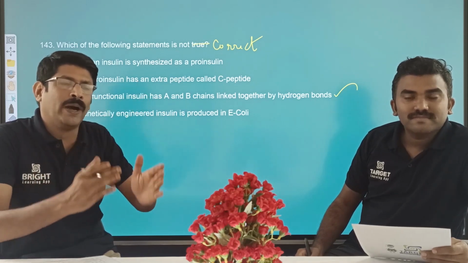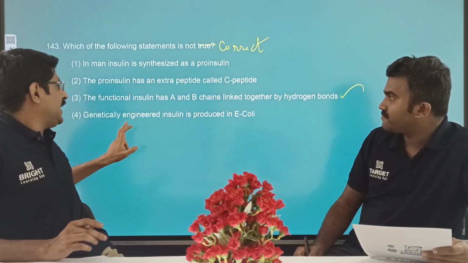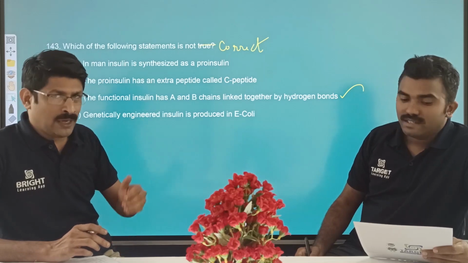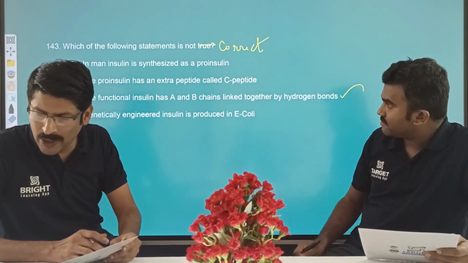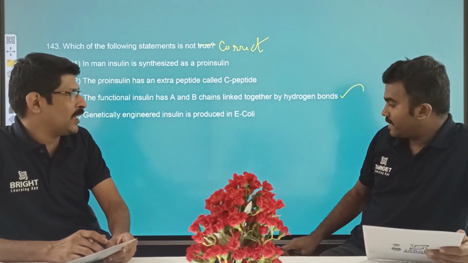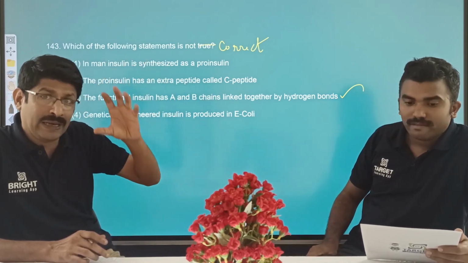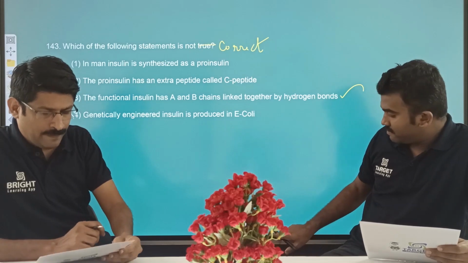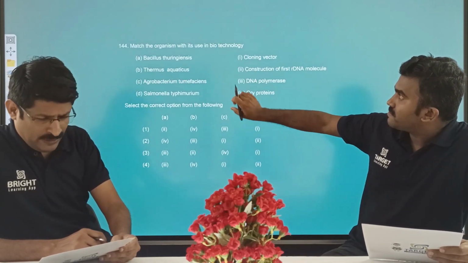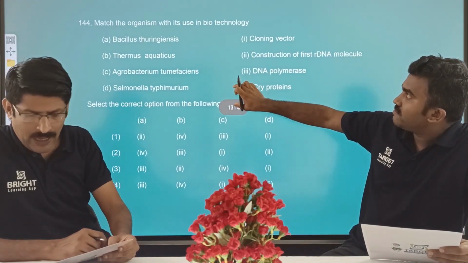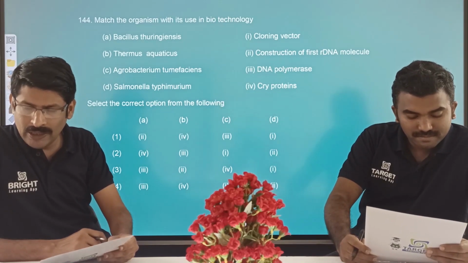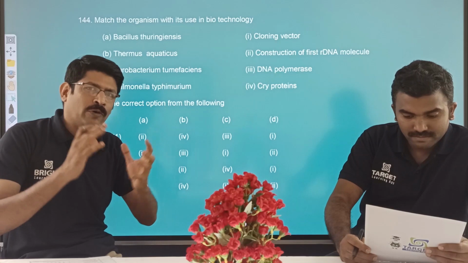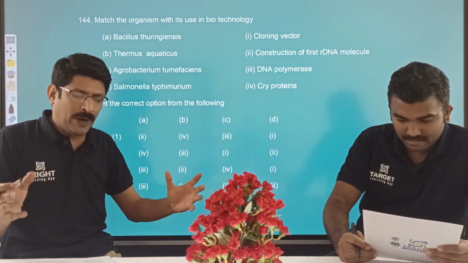The two strands are joined by the disulfide bond. And genetically engineered insulin was produced by Eli Lilly, an American company. Page number 211 of the NCERT explains it with the diagram. And 144, that's again a matching pair, from Biotechnology, the first chapter of Biotechnology. It is not from a specific part of the chapter, it is from different parts of the chapter.